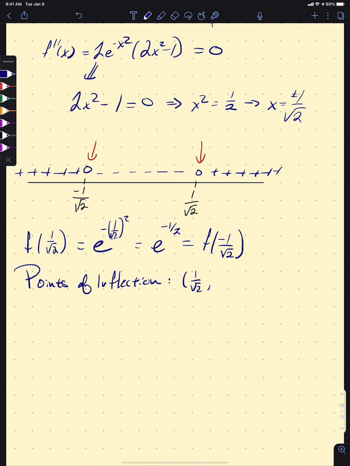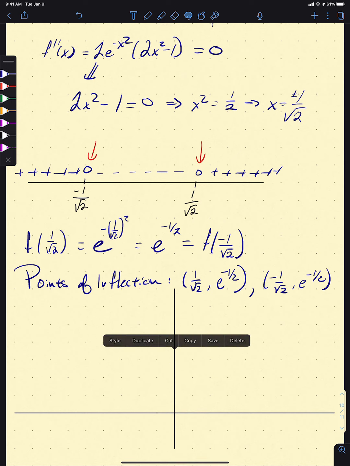And if you were to go through the trouble of graphing this guy, it's going to look a little something like this, okay? Where your points of inflection are there and there. A fun fact about this graph that, I think, is kind of cool. Maybe you'll think it's cool, maybe you won't.